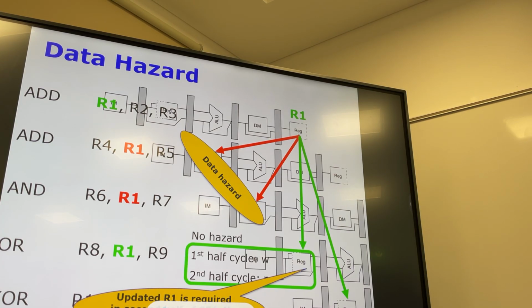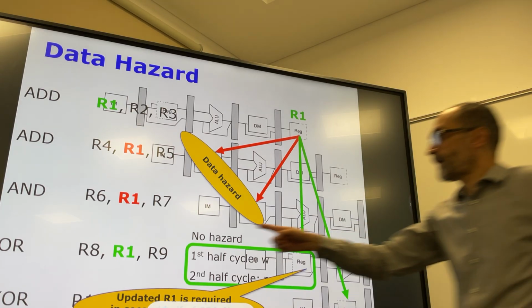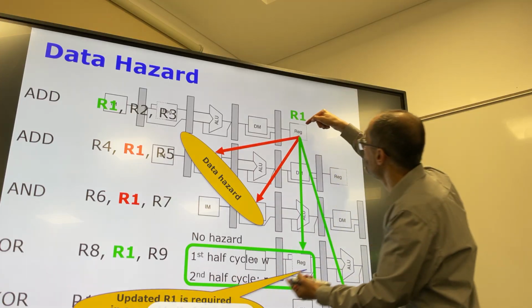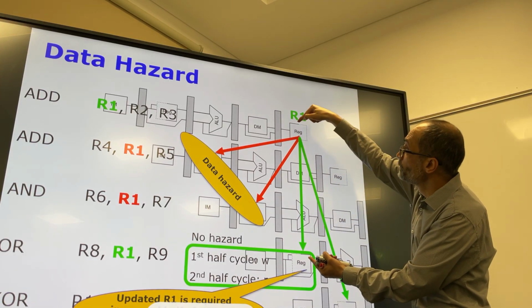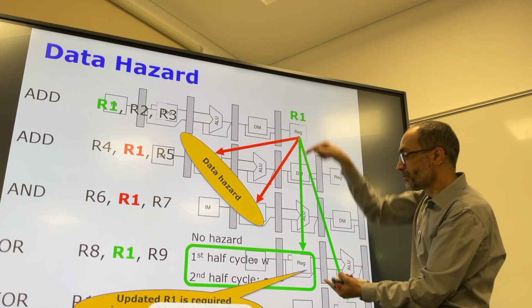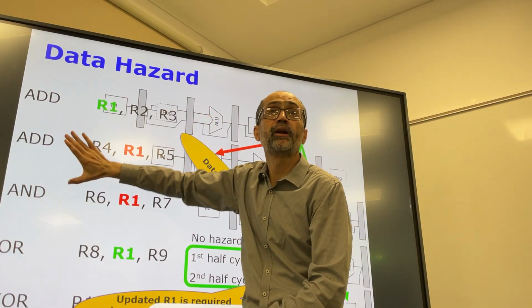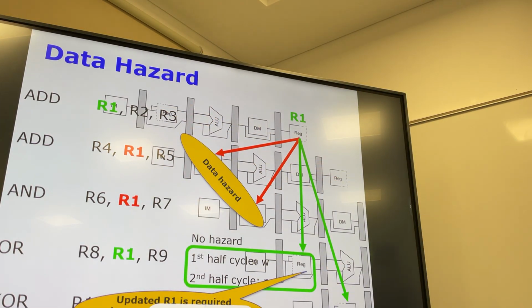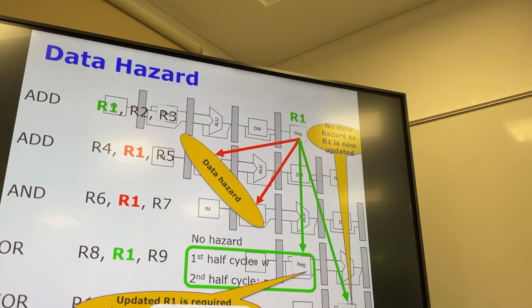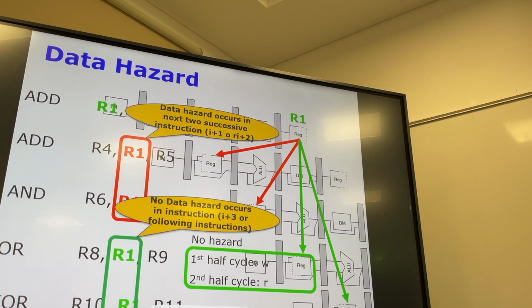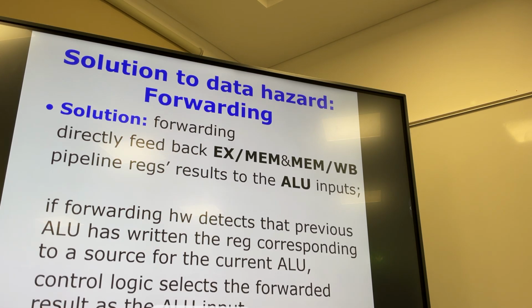Even if this is dependent, it will not create a hazard. Why? Because this is I plus 3. So in this case, the value of R1 will be overridden in clock cycle 5. So there will be no hazard between this instruction and this instruction. Now these are the data hazards. No data hazard occurs in instruction I plus 3 in the following instruction.